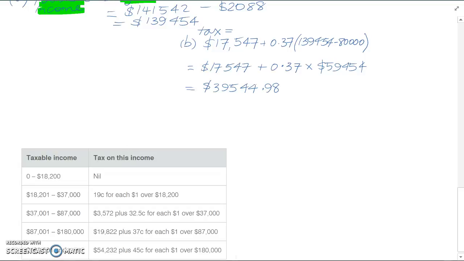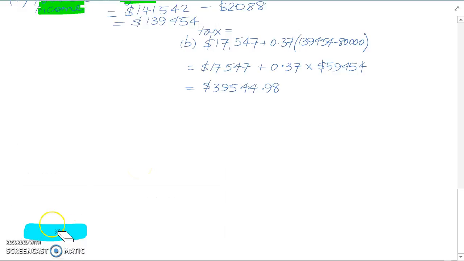139,454. That's going to place us in that one. Let's see if the real one that we're operating with now is the same as the one in the textbook. No, look at that. It's different. That's a bit of a shame. Bummer. Okay, well, you have to get the one out of the book. And just take my word for it. The one in the book was 17,547 plus 37 cents in the dollar for any amount that is over 80,000.